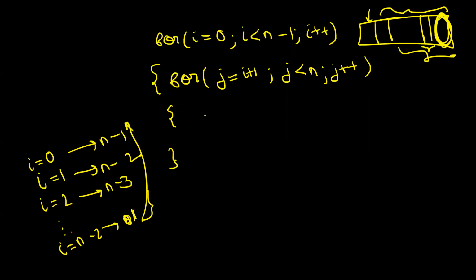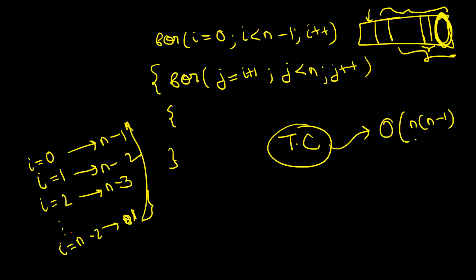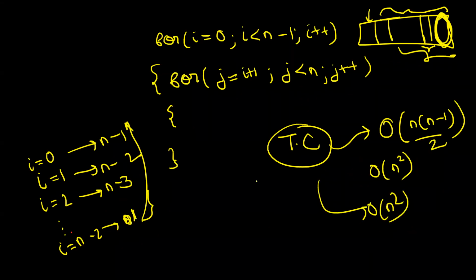So how many comparisons are done? N into N minus 1 by 2 comparisons are done. So if I want to tell you the worst case time complexity of selection sort, what is it? It is big O of N into N minus 1 by 2, or big O of N square. How many comparisons? Big O of N square. What is the space complexity? Big O of 1.